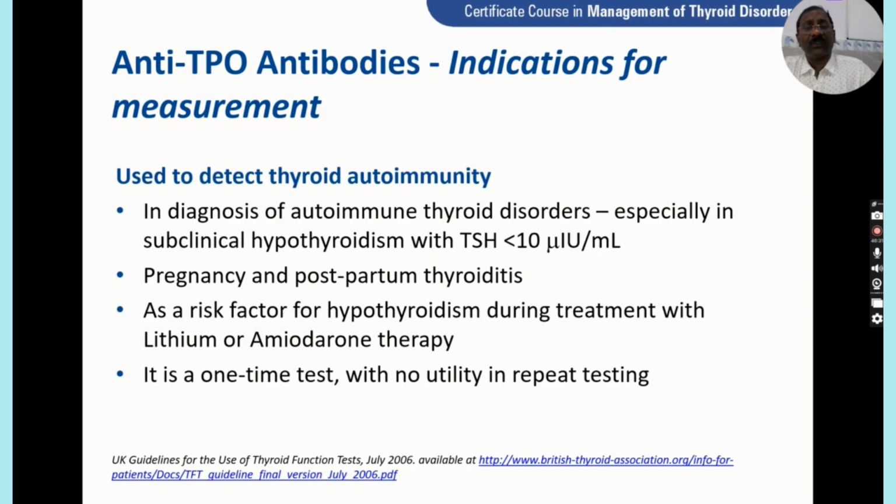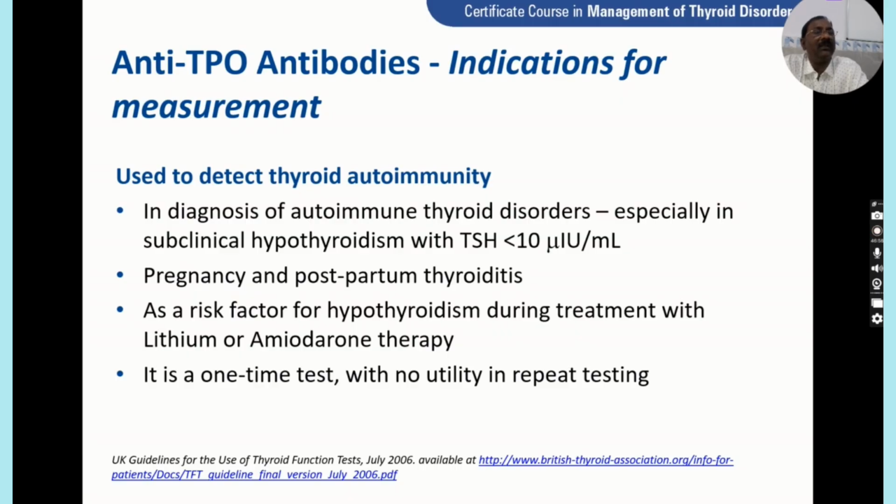It's a one-time test with no utility in repeat testing, just like your GAD65 antibodies. When you are in doubt whether the patient has type 1 diabetes or type 2 diabetes, we get the GAD65 antibodies and C-peptide levels. C-peptide levels will be very low in type 1 diabetes. GAD65 antibodies positive means autoimmune destruction of the pancreas. So only once in the lifetime.